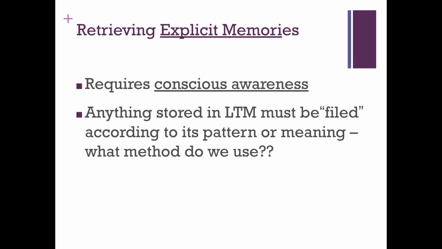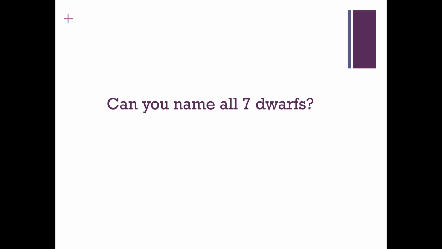And think about what is the best way we said you can file information away according to its meaning. What's the strategy we use? It's called elaborative rehearsal or elaboration. That's when we're taking information and we're making it meaningful by connecting it to things that we already know, that's already in memory. Here's 2 little exercises in memory retrieval.